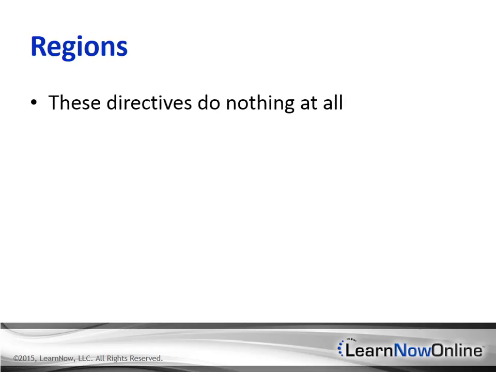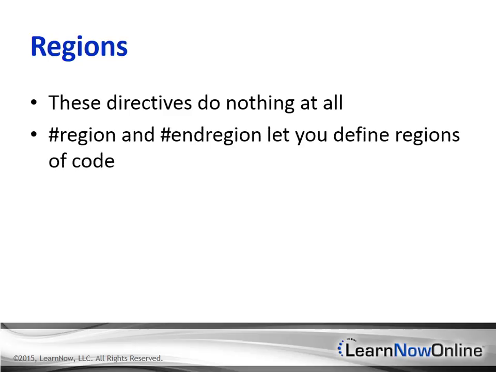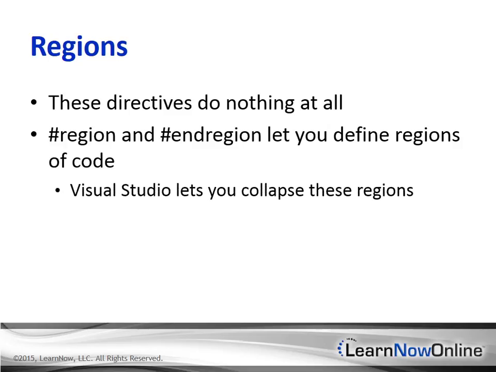The last two preprocessing directives that I want to discuss here do nothing at all. The #region and #endregion directives let you define regions of code that in the Visual Studio Code Editor you can use to collapse down to hide code that you're not currently working on. This makes it much easier to work with long code files. You can nest regions, and you have to pair a #region directive with the #endregion directive, otherwise the compiler is going to complain.